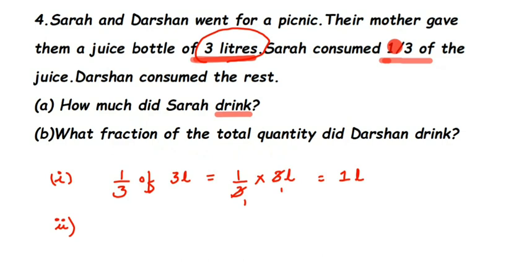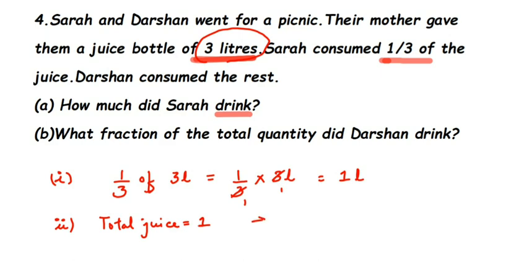So let us see it as whole juice. So the total juice his mother gave, suppose it is 1. Okay, not 1 liter, 1. We assume in fractions 1 as the whole quantity. Now though she has given 3 liters, I'm talking about the fraction. In fractions, the whole quantity we take as 1. Fine. Then we have to find out the fraction of how much Darshan has drunk, right?